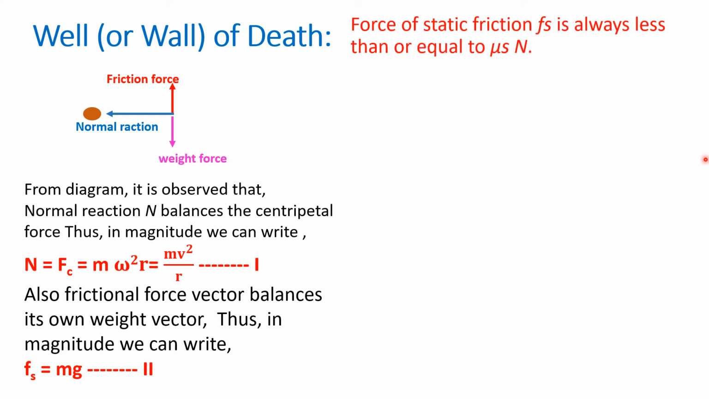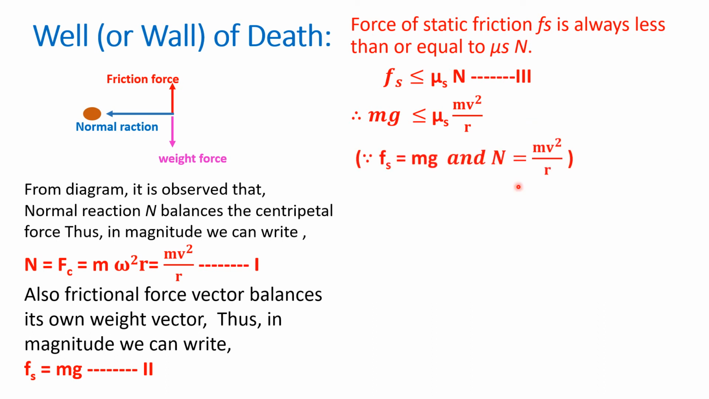This static frictional force is always less than or equal to mu s N to perform such kind of stunt, and therefore we can write Fs is less than or equal to mu s into N. So just substitute the values of Fs and N from equations 1 and 2. We get mg is less than or equal to mu s m v square upon r, where this is the N value which is equal to the centripetal force, and we get g is less than or equal to mu s into v square upon r.